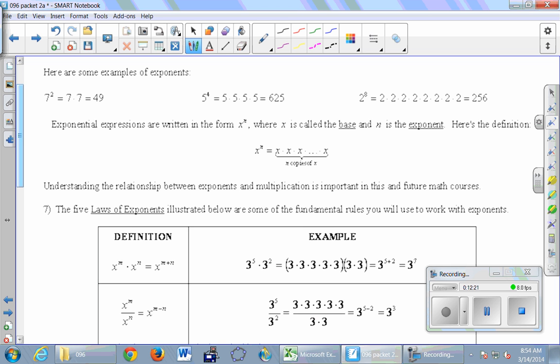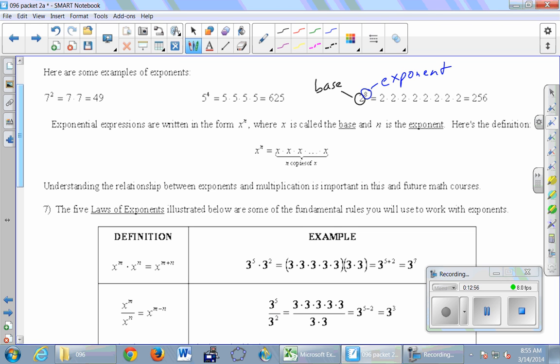Exponential expressions are things that are written in the form x to the n, a number raised to another number. We call them exponential expressions because they have exponents in them. The number x is called the base, and n is called the exponent. So for example here, which number is the base in 2 to the 8th? Is it 2? That's the base. And I guess that means that the 8 is the exponent. All right, that makes sense. We knew that word applied to the power before.